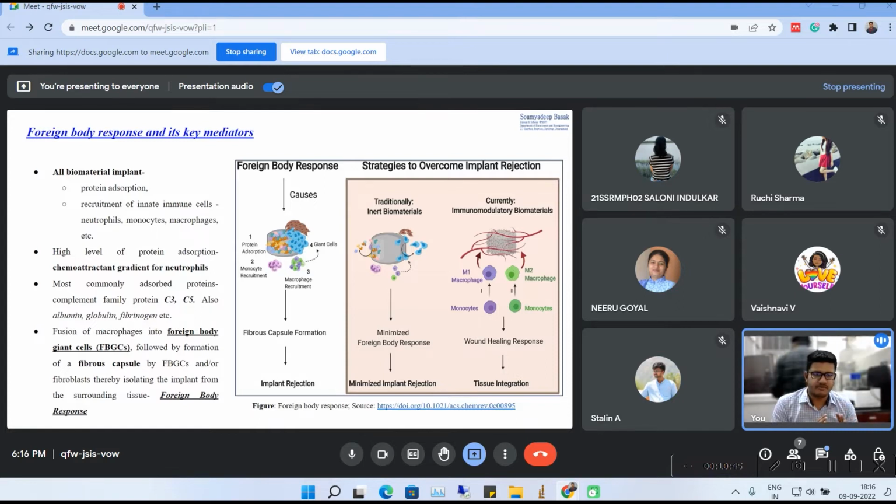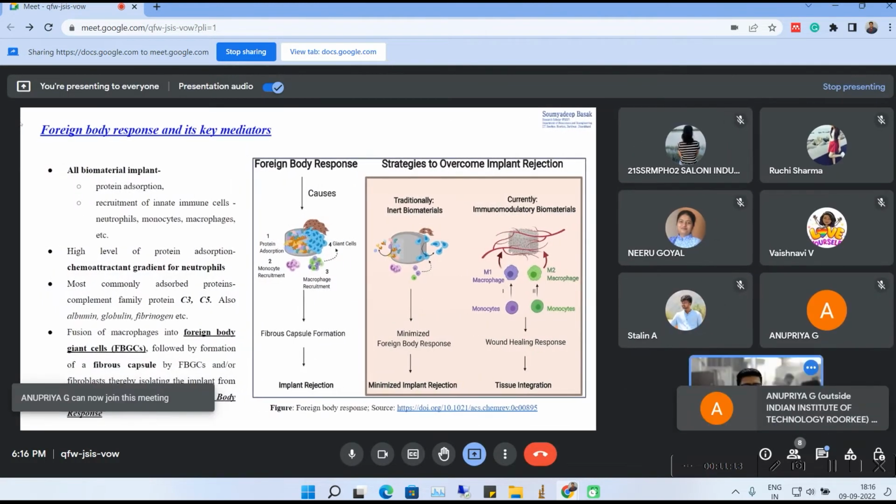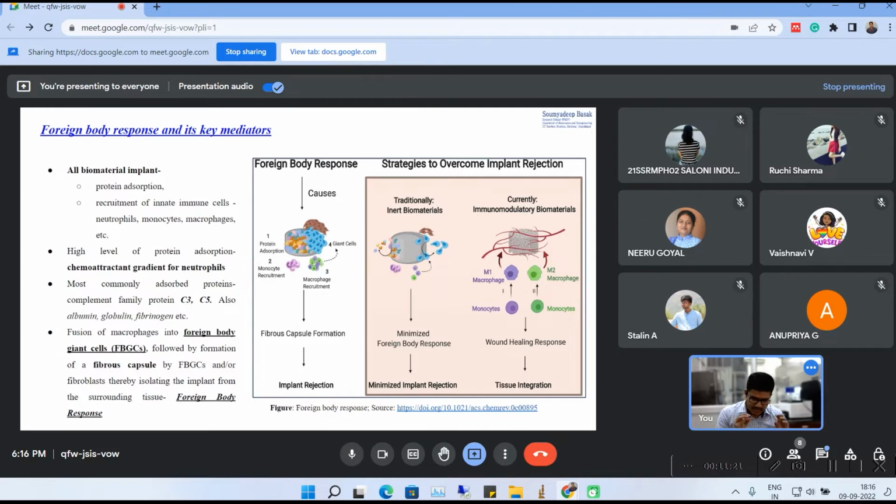Right? So, what are the first few stages? First we can see protein adsorption. All different protein components, like complement system components C5 and C3, as well as albumin, globulin, and fibrinogen, come and adsorb on the biomaterial surface, that is the implant. Then comes the recruitment of innate immune cells, that is the neutrophils, monocytes, and macrophages. These innate immune cells come and home to that region, because of the chemoattractant gradient created by this protein accumulation on the material surface. Especially at first comes the neutrophil, and using the molecules secreted by neutrophils, other immune cells are homed to that region.